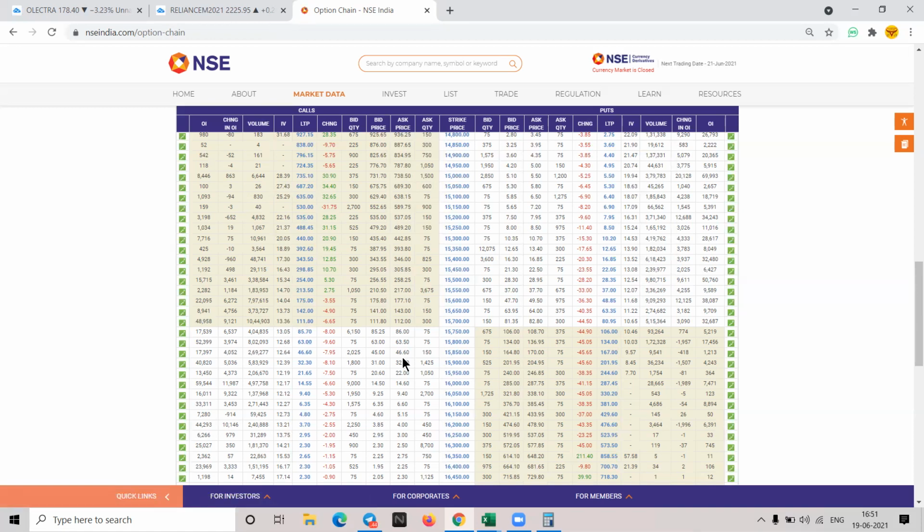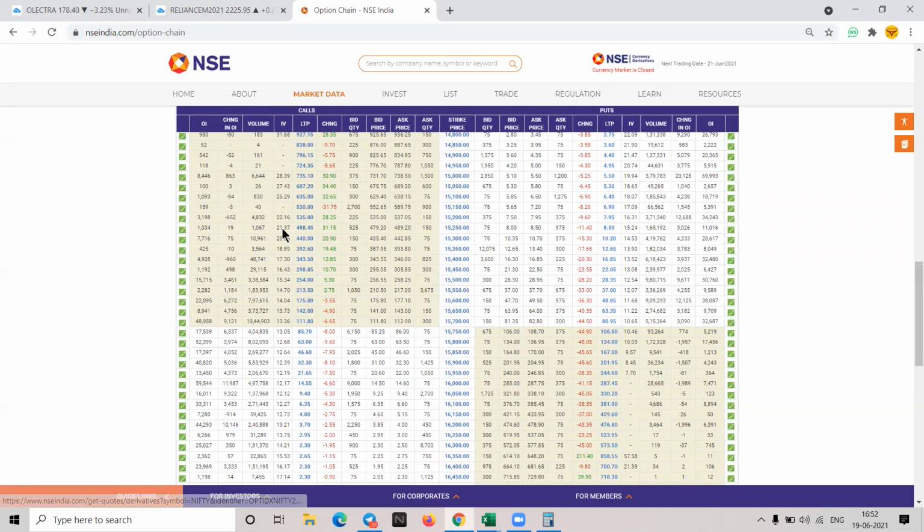What is in the money contracts? Whichever strike price on the call side is below 15,700, which is your ATM, the at the money strike price, so whichever strike is lower than that, that is your in the money strike price. These all are in the money. That means Nifty has already crossed that. Nifty has crossed 15,600. It is at 15,700. Similarly, all these strike prices are below that.